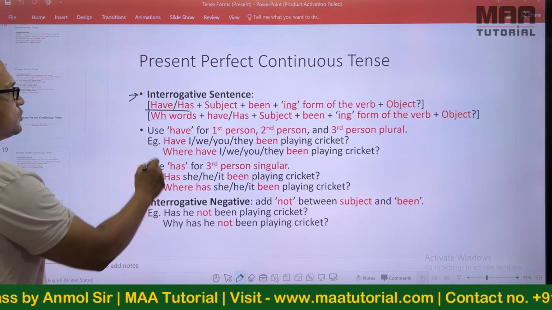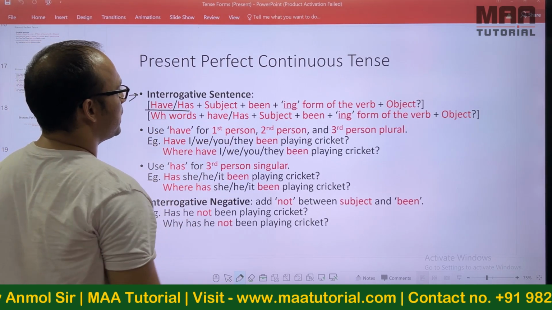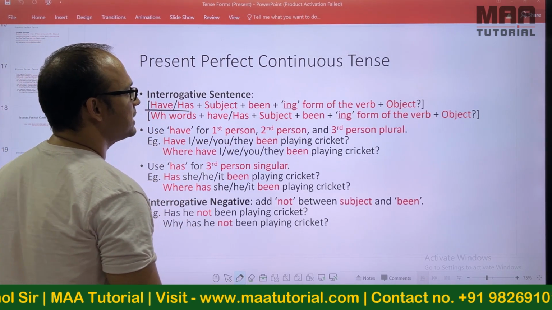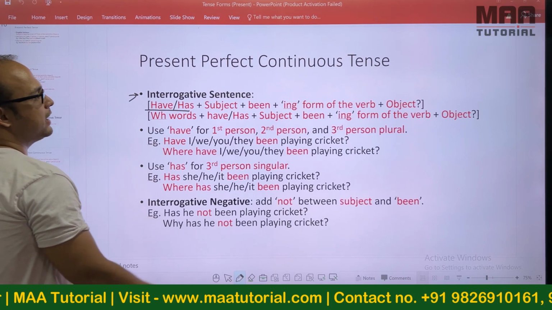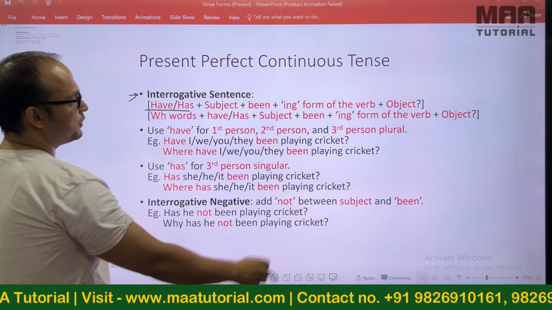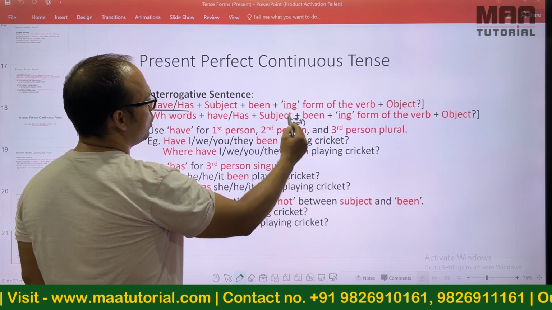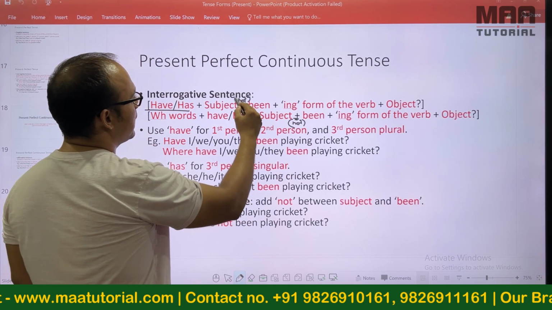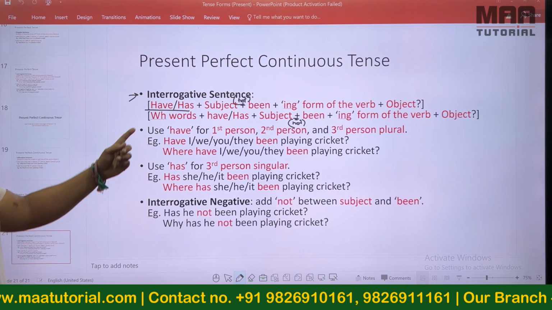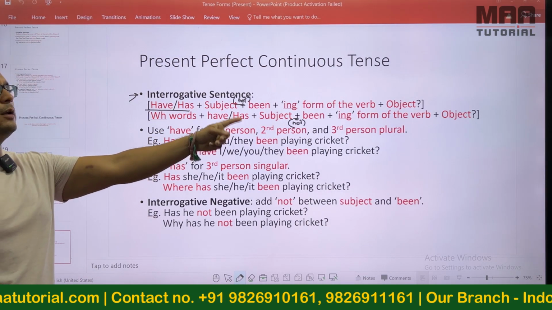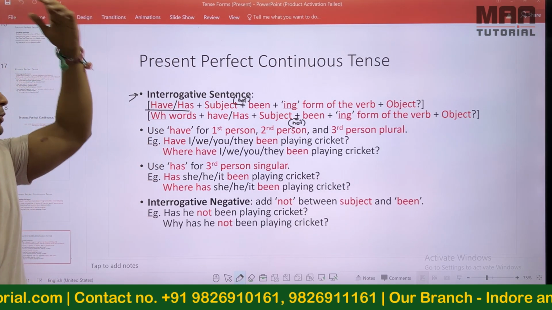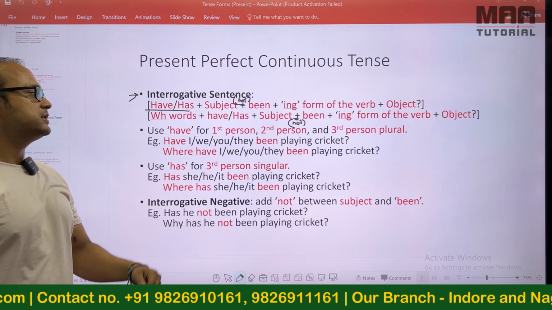Then we can add the WH words. We can have the WH words plus have, has plus subject plus been plus ing form of the verb plus object. And for negative interrogative, all you have to do is add the not between subject and been. Add the not somewhere here. Here you can add the not and it will become a negative interrogative. Let's see. Again, have used for first person singular plural, second person singular plural and third person plural, and has is used for third person singular.